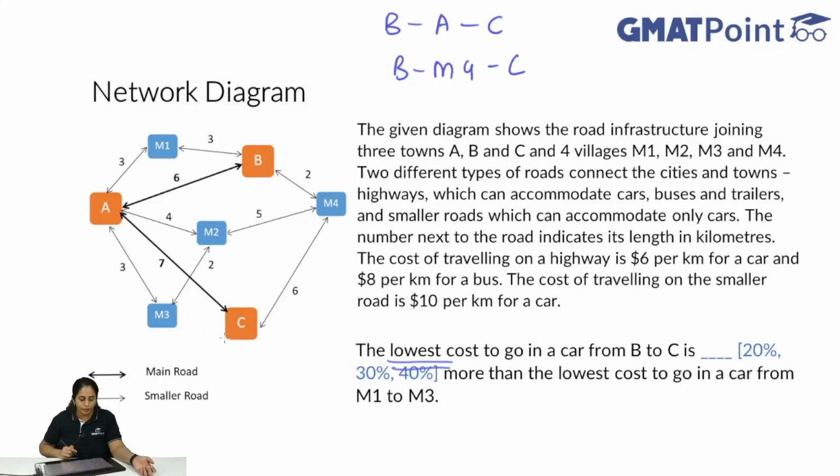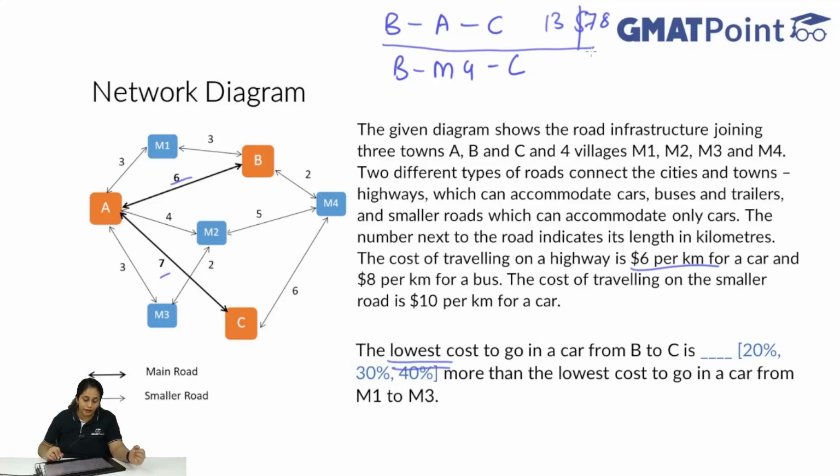Now if you are going BAC, in this case we are using the highway throughout. The cost of traveling on a highway is $6 per kilometer for a car. It is 6 plus 7, so there are 13 kilometers on this particular route, and at $6 per kilometer, it is $78. So this route BAC costs $78.